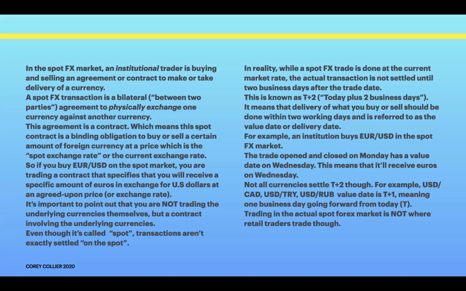It means that delivery of what you buy or sell should be done within 2 working days and is referred to as the value date or delivery date. For example, an institution buys Euro USD in the spot market, right? The trade opens and closes on Monday and has a value date on Wednesday. This means that they'll receive euros on Wednesday, okay? But not all currencies are settled today plus 2 business days. USD CAD, USD TRY, USD RUB, they're today plus 1 business day, right?